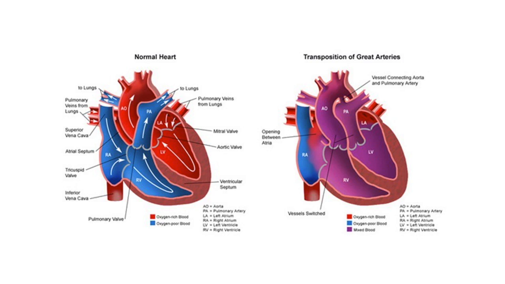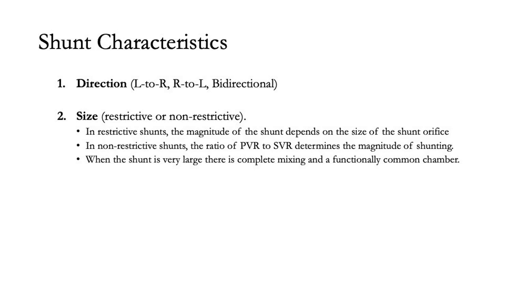Unless there are one or more communications to allow intercirculatory mixing, such as an ASD, PFO, VSD or PDA, this lesion is incompatible with life. Shunts have 4 main characteristics. Firstly, its direction can be left to right, right to left, or bidirectional. Secondly, its size can be restrictive or non-restrictive.